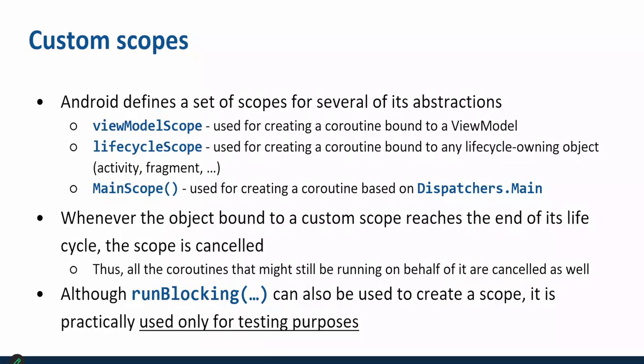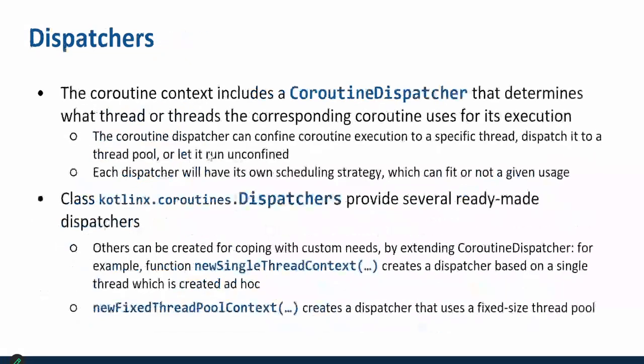And there are scopes that are provided by the Android world, which are the main scope, which automatically allows you to assign the coroutine to the main thread dispatcher for the UI. You have also the view model scope, which is devoted to the view model life cycle, and we have also seen the remember coroutine scope, whose purpose is to be used in the composable Jetpack Compose world.